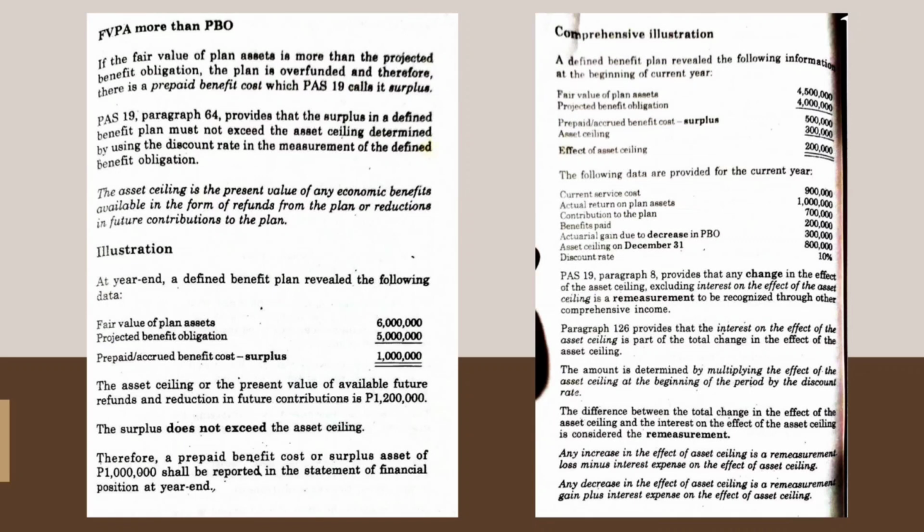So, illustration. At the year end, a defined benefit plan revealed the following data: fair value of plan asset, 6 million, and projected benefit obligation, 5 million.